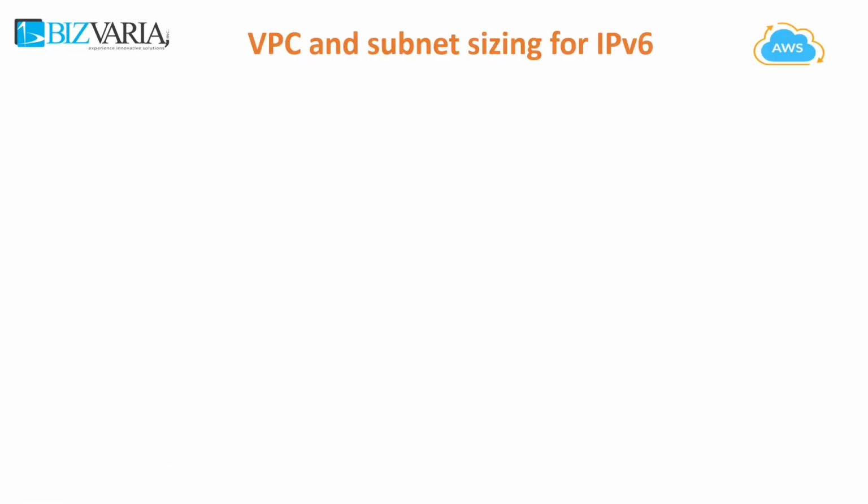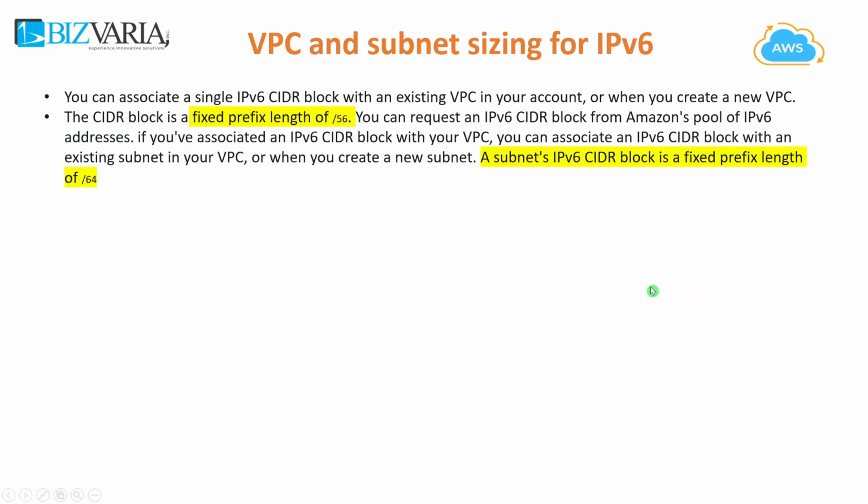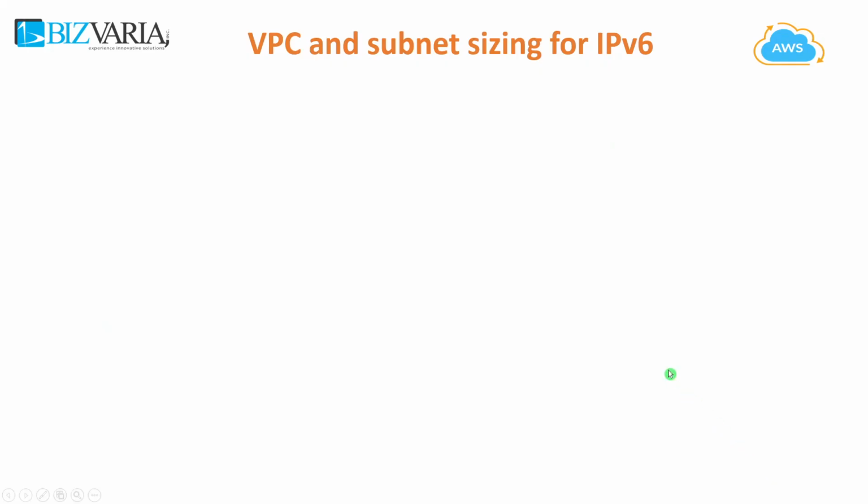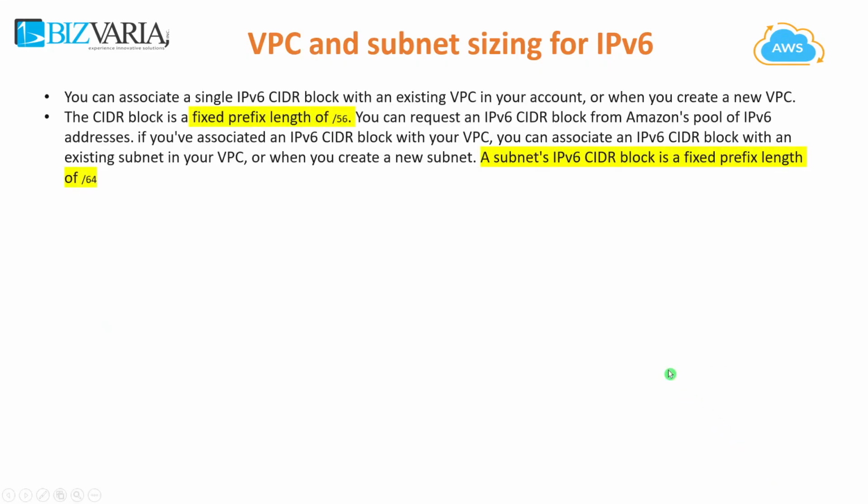Okay. Then here's about the VPC and subnet sizing for IPv6. Whatever I'm showing you right now, where you see the green mark, important for the exam, you need to remember that. Where I don't say that, it means this is extra information for you. So you can associate a single IPv6 CIDR block with an existing VPC. Remember when I created the VPC, there was an option saying do you want to attach an IPv6 CIDR block or not. So this is optional.